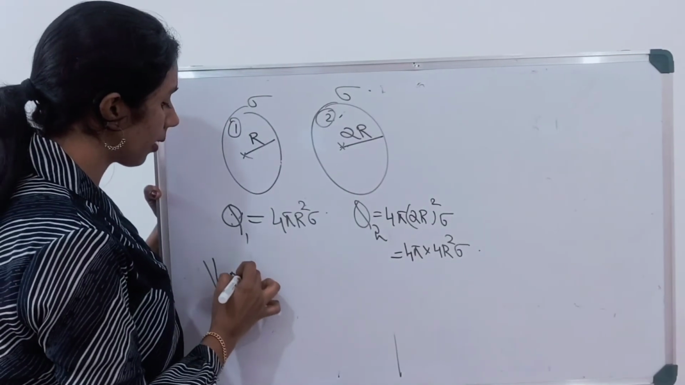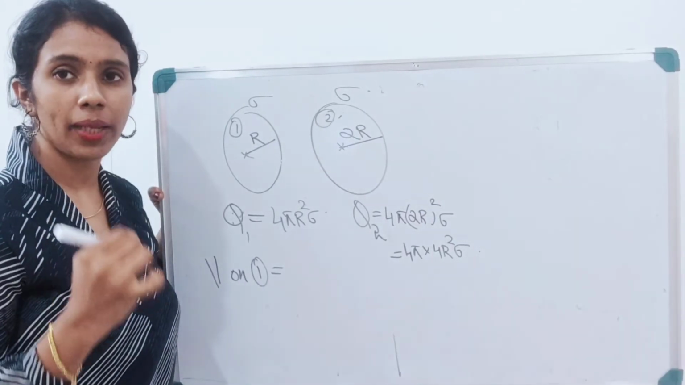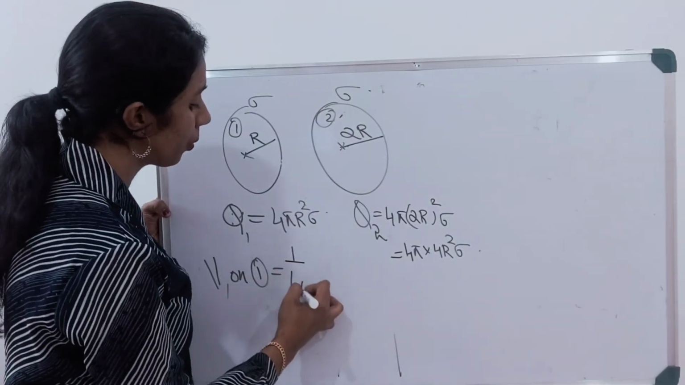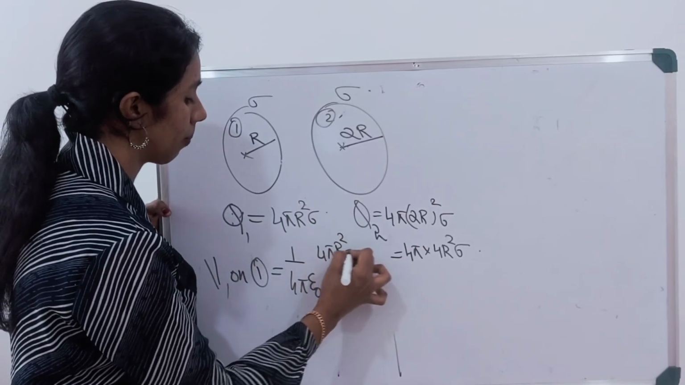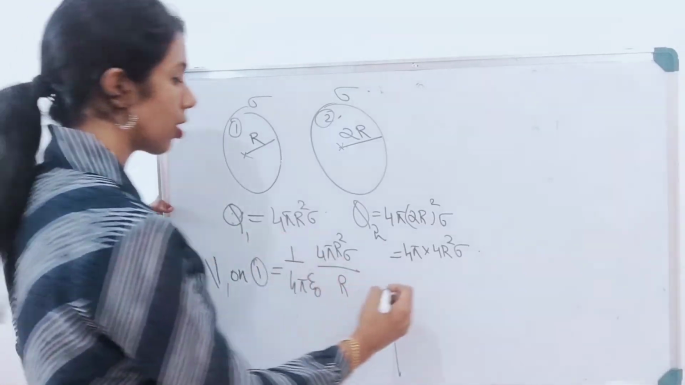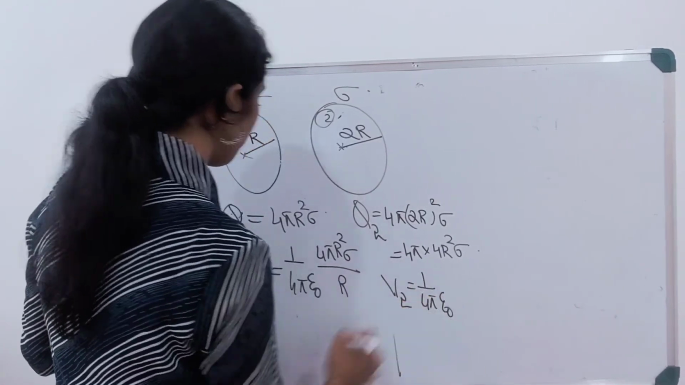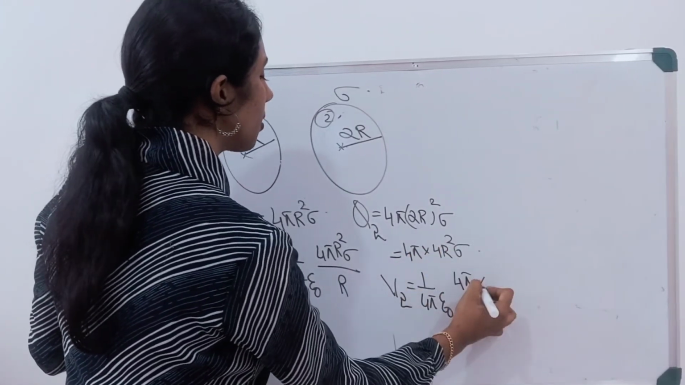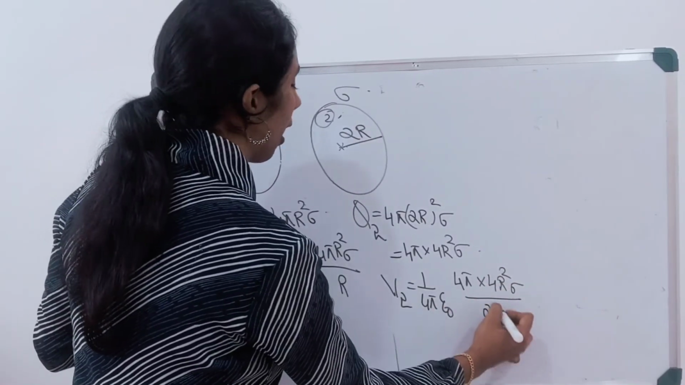So the potential on sphere 1. According to the equation of potential, it is nothing but 1 by 4 pi epsilon 0 into charge divided by the distance. So V1 is equal to 1 by 4 pi epsilon 0. Charge is 4 pi r square sigma divided by the distance r. Similarly, we will find the potential on sphere 2. So V2 is 1 by 4 pi epsilon 0, charge is 4 pi 4r square sigma divided by 2r.